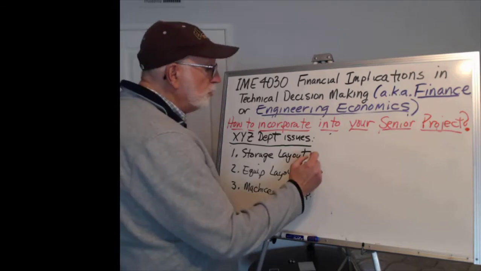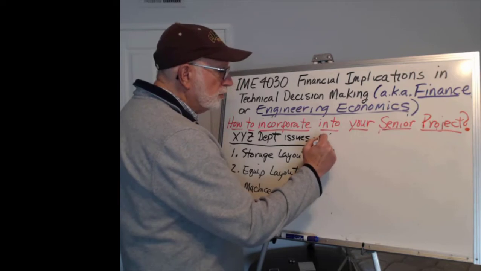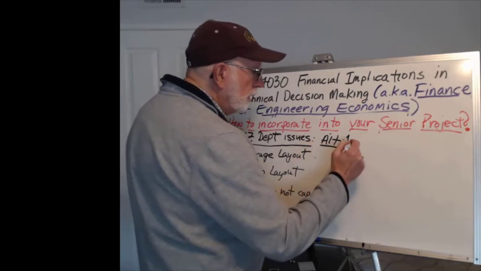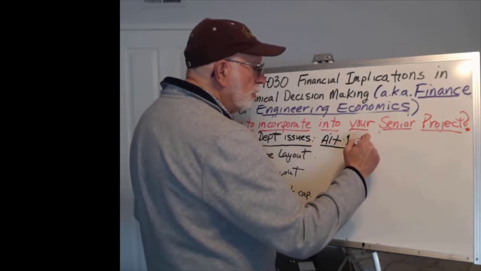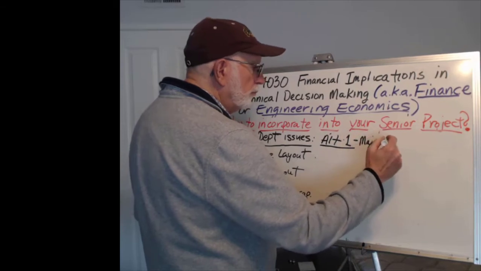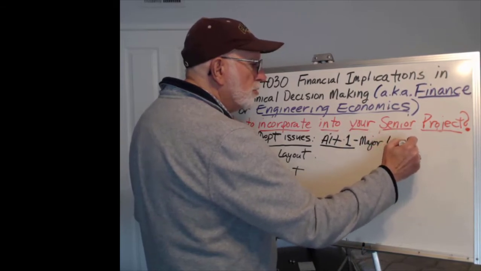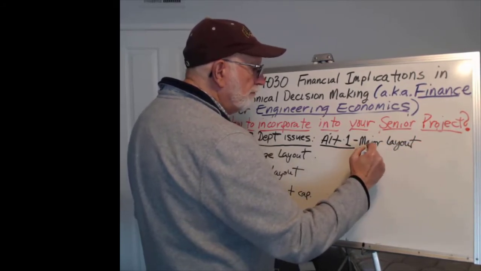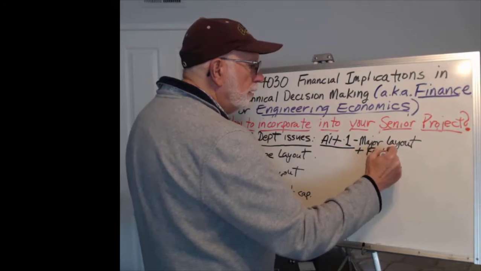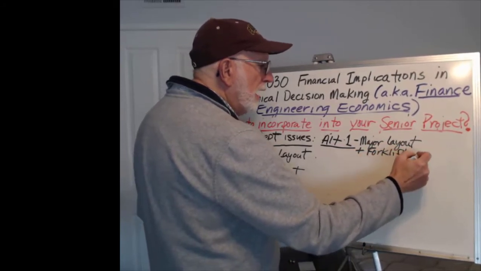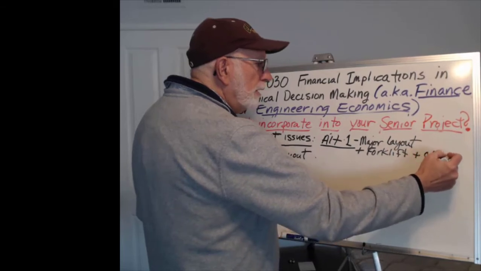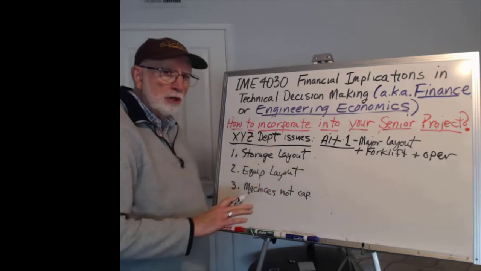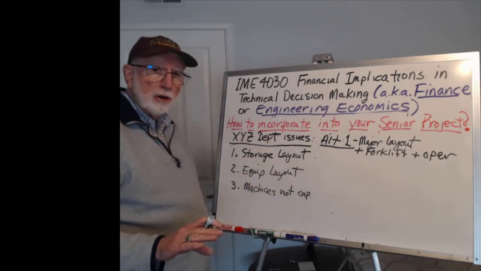And let's say that your top two alternatives that you come up with is, alternative one is you do a major layout, you rearrange, and you purchase one forklift for moving material around, and you add an operator for the forklift. And with this layout and with the forklift and operator, you'll be able to do your material handling and storage a lot better.